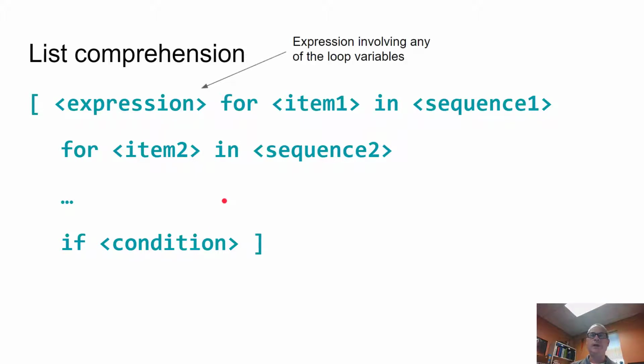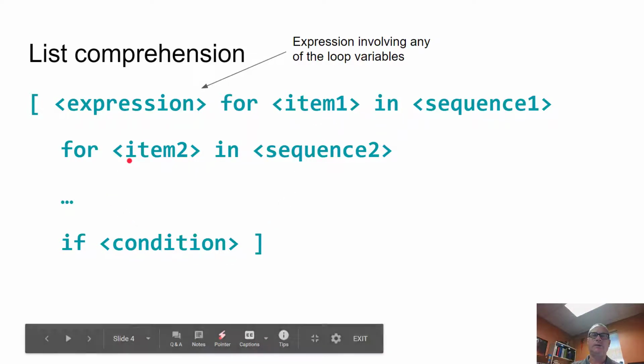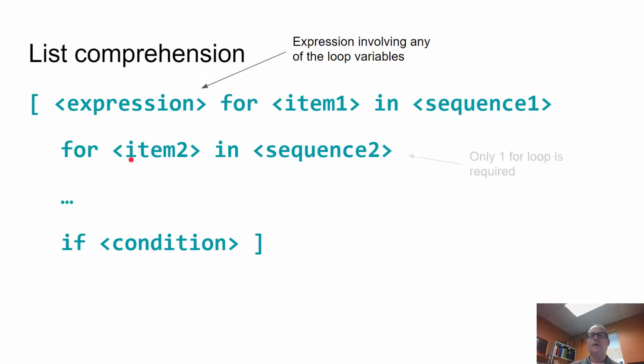The expression is going to be something that involves any or all of the loop variables. The loop variables would be like item 1, item 2, etc. We only need to have one for loop. That would iterate through our original data source, but we might have more than one if we were bringing things together from more than one source. And the if statement is optional. We don't need to have that.